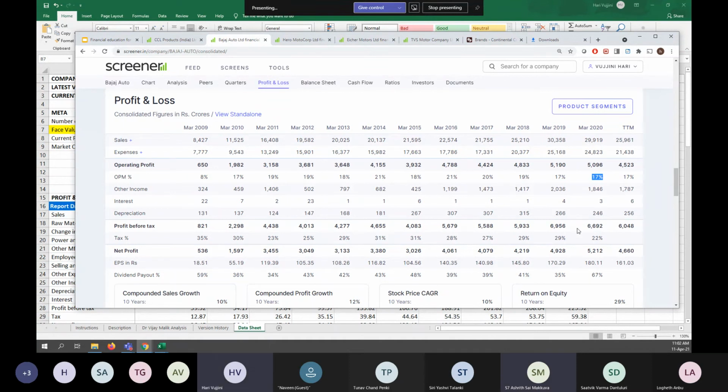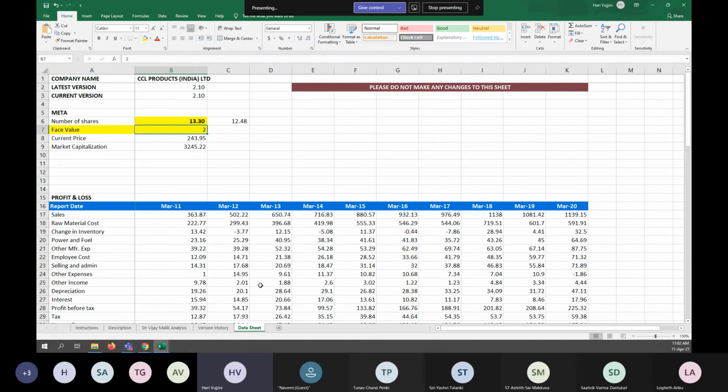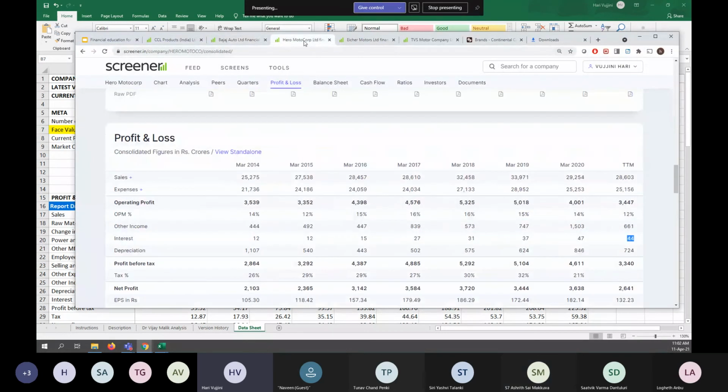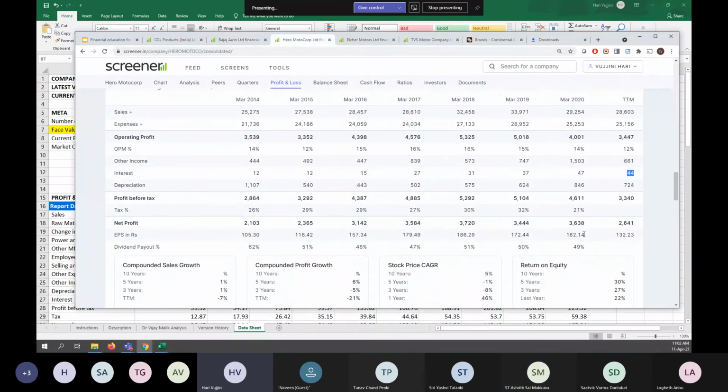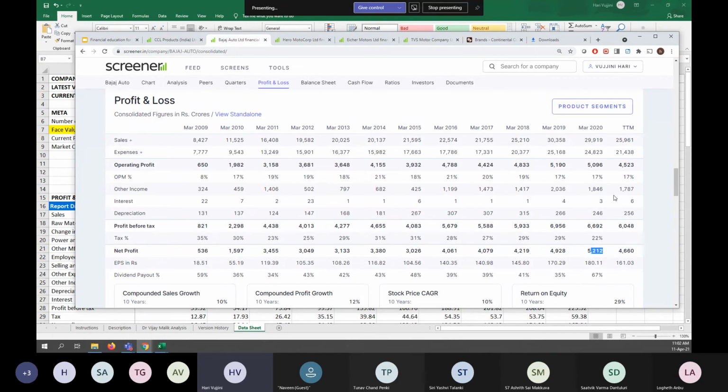Okay. And now look at the net profit. So Bajaj Auto made a net profit of 5.2 billion. Hero Corp made a net profit of 3.6, in 2020, right? We are looking at 3.6. So it's lower.